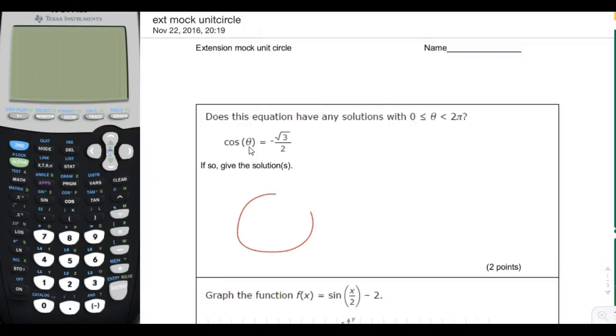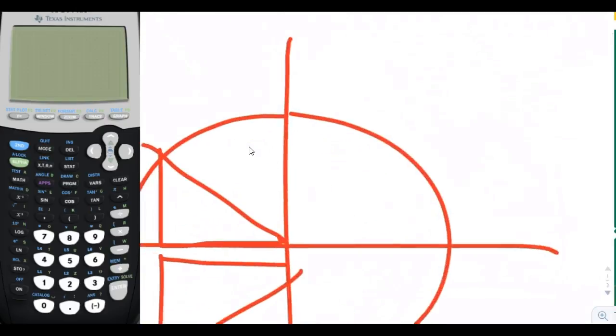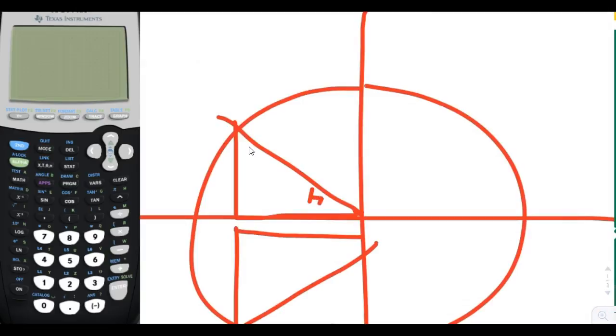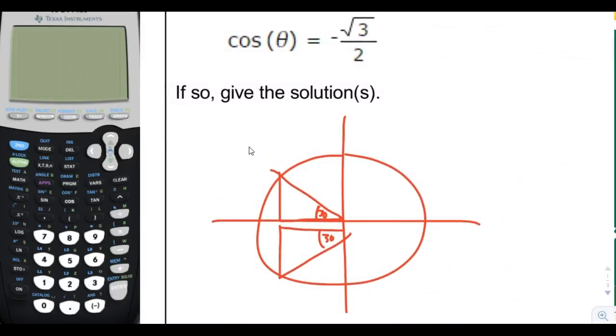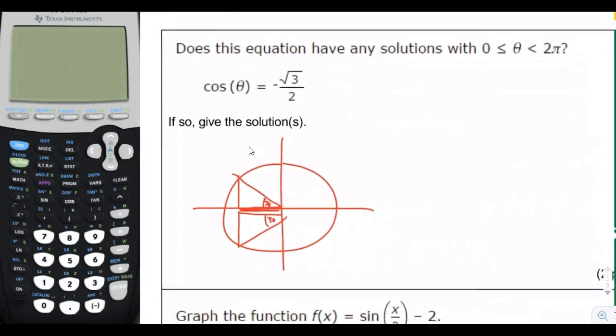So if you have the x-coordinate, and we're talking about negative square root of 3 over 2, I have two possible reference triangles. I have this one and this one. What are the measurements of these angles? It would be 30 degrees here, and it would be 30 degrees here. Square root of 3 over 2 is this distance right there, the longer side of the 30, 60, 90 triangle. So how many solutions does it have?